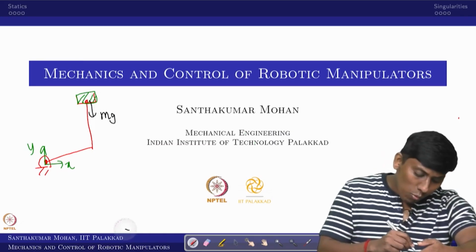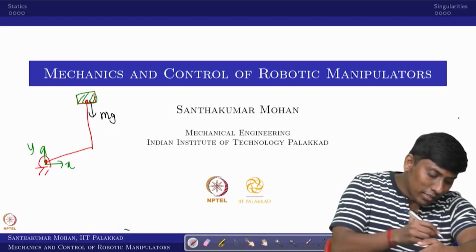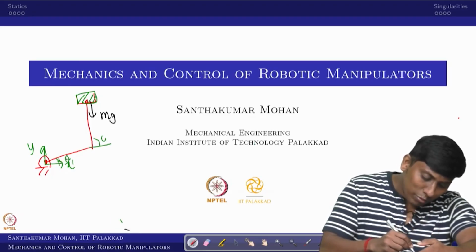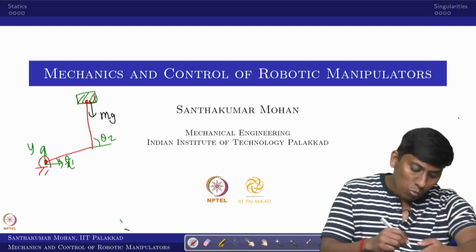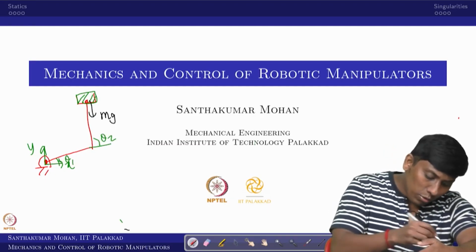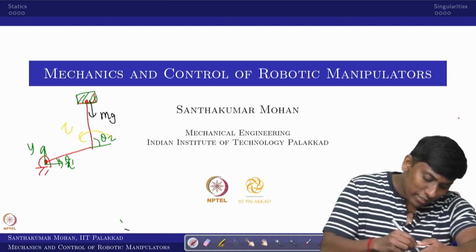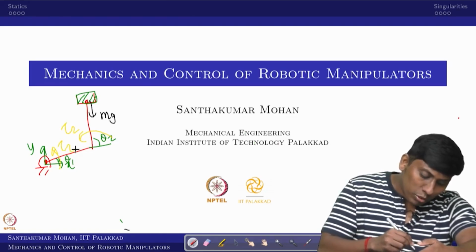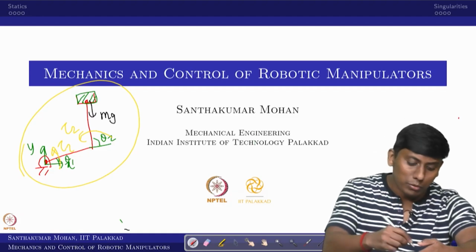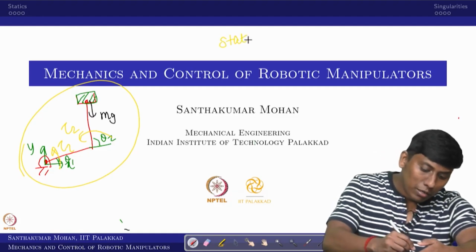Now what idea is coming here? If I want to keep this location, theta 1 and theta 2, frozen, I need to provide a torque. What torque tau 1 and tau 2 do I have to provide here, so that this configuration would be on standby, in the sense of static equilibrium?